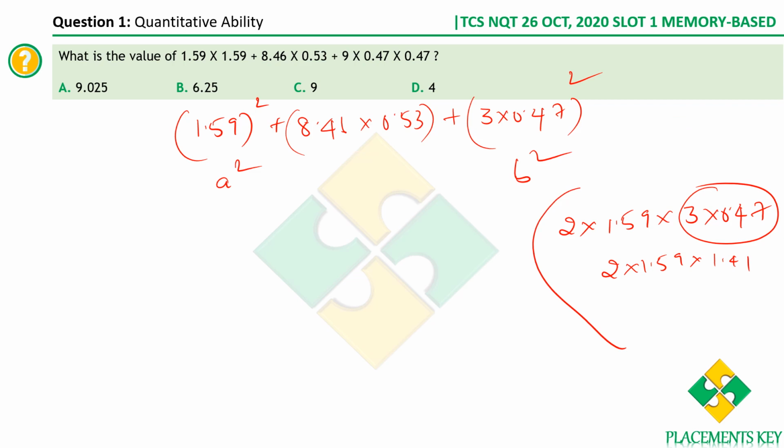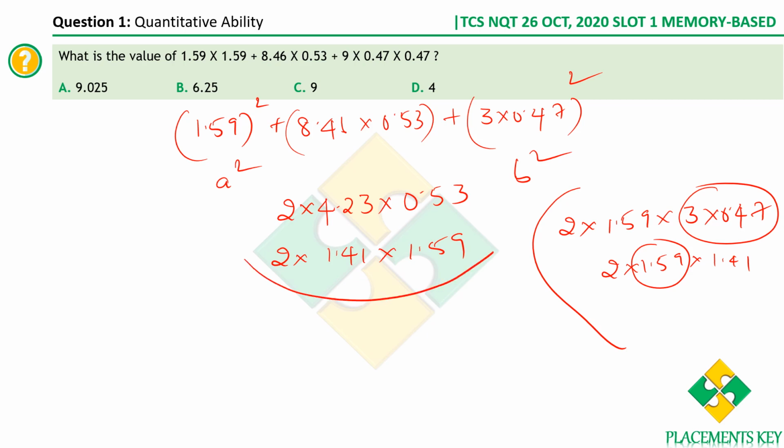So for that let's see. First we have a 2, so I'm writing it as 2 into 8.46. So it is 4.23 into 0.53. And we also know that we have a 1.59, which is thrice of 0.53. So let's write it as 2 into, let's divide 4.23 by 3, I'm sorry, it is 1.41, right? 1.41 and 0.53 into 3, we get 1.59. See, we've got the same value, isn't it?